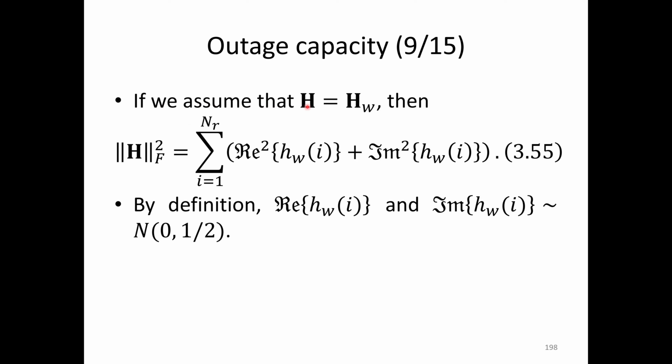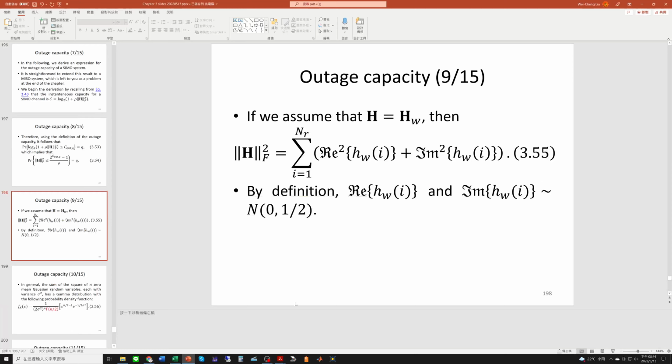If we assume that H is equal to HW, then the square of the Frobenius norm of H is equal to the summation i equals 1 to NR of the square of the real part of HW of i plus the square of the imaginary part of HW of i. It is equation 3.55. How do we derive this equation? Please see the handout.